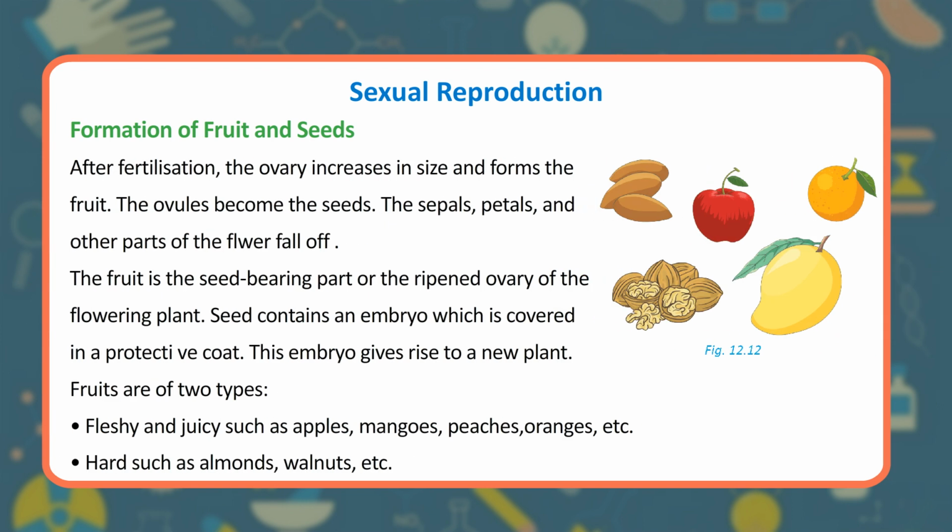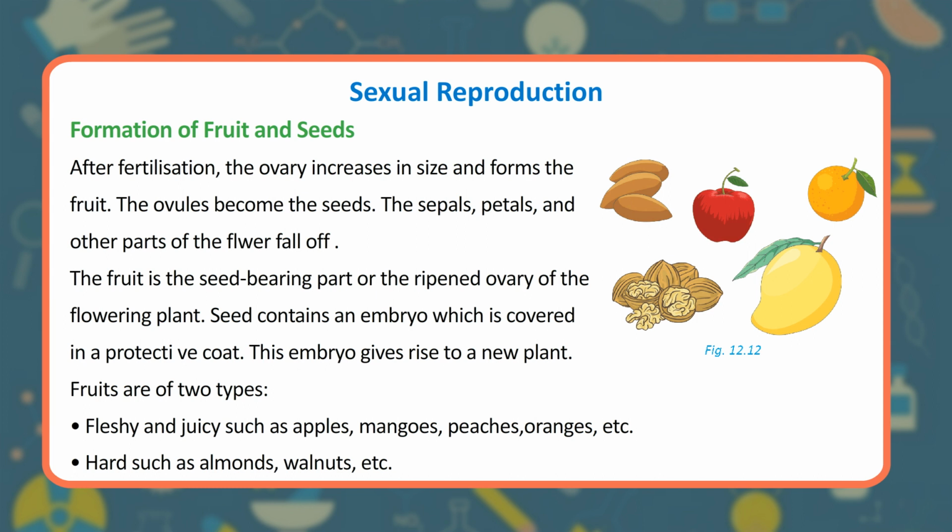Formation of fruit and seeds. After fertilization, the ovary increases in size and forms the fruit. The ovules become the seeds. The sepals, petals, and other parts of the flower fall off. The fruit is the seed-bearing part or the ripened ovary of the flowering plant. Seed contains an embryo which is covered in a protective coat. This embryo gives rise to a new plant.